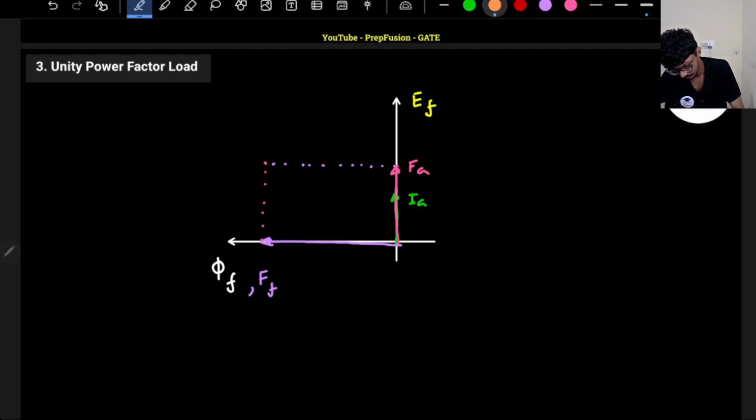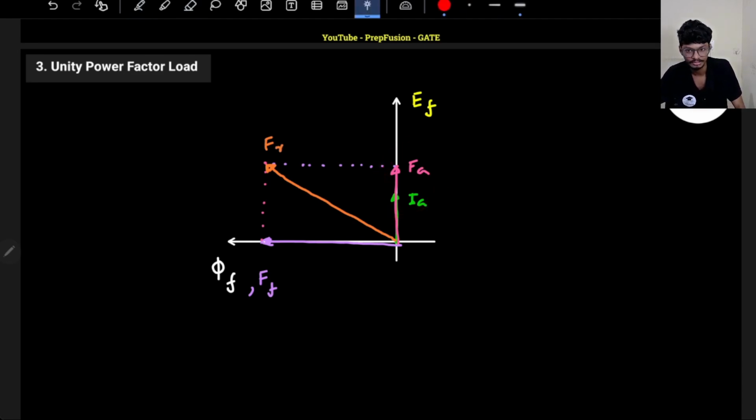So this will be the resultant MMF, FR. And this will be actually not that high. This will be low only, not that high. But here I'm just showing you a bigger value. But in reality, this will be not that high a value. So what is the effect of MMF here?